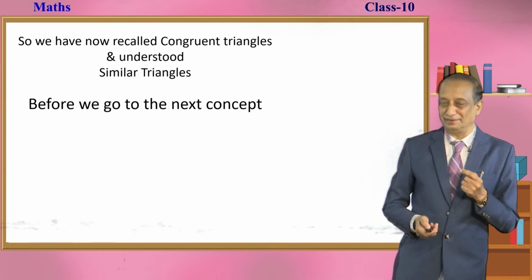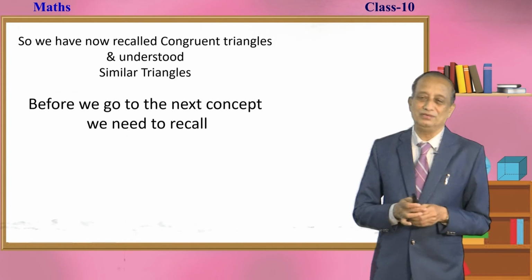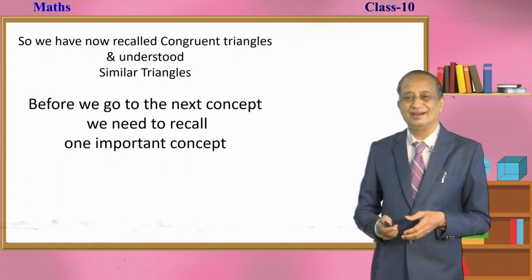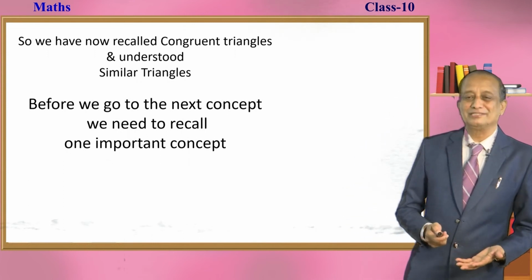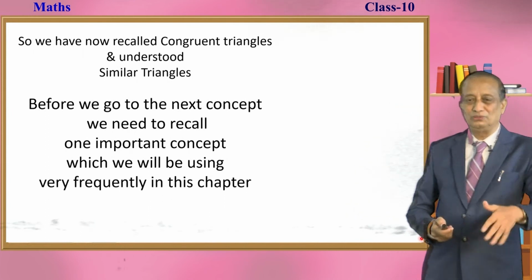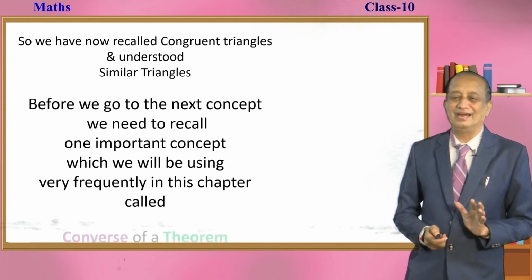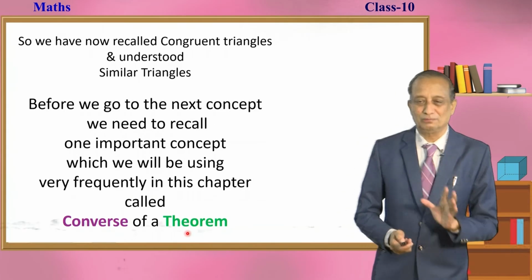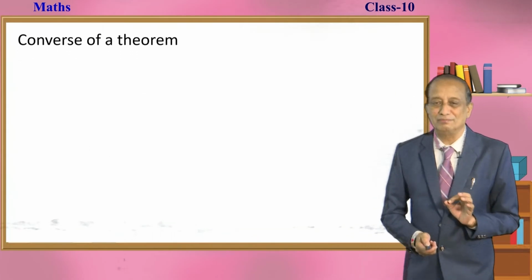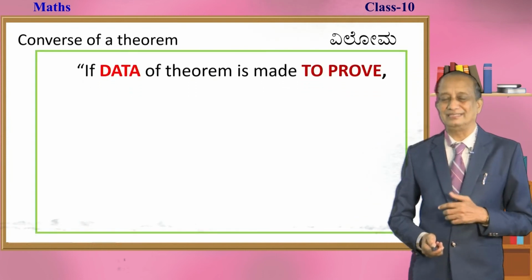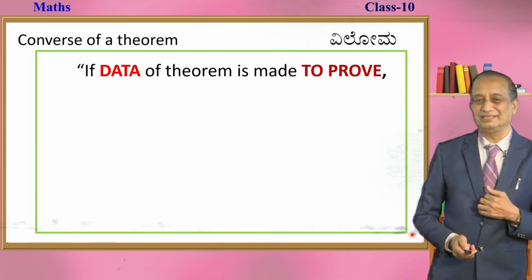Before we go to the next important concept, children, we need to recall one more important concept, which is required to understand this chapter thoroughly. We are going to use it very frequently in this chapter, and it is the converse of a theorem, which is equally important for our future understanding. So, briefly I would like to recall what we mean by the converse of a theorem. In Kannada it is called Viloma Prameya. So, how do you define this, children, converse of a theorem?